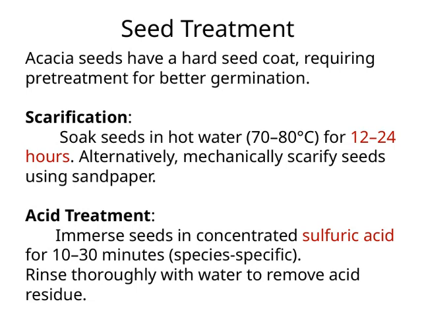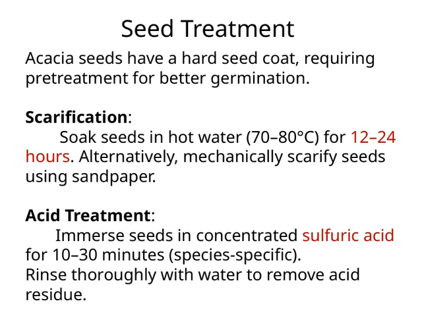Let's talk about seed treatment for acacia seeds. As you may know, acacia seeds have a very hard seed coat, which can make germination challenging. To improve germination rates, pretreatment is essential. One effective method is scarification. This involves soaking the seeds in hot water, ideally between 70 and 80 degrees Celsius, for about 12 to 24 hours. The heat helps weaken the seed coat, making it easier for the seed to sprout.